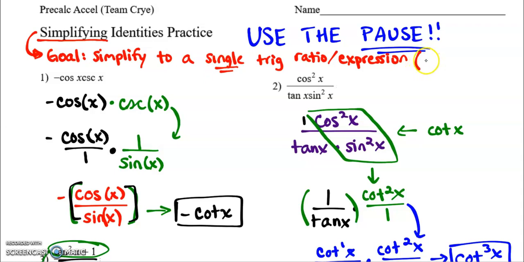The other thing I would say about your goal is you want to simplify to a single ratio or expression, and you want to keep it whole. Okay, what do I mean by that? I mean avoid a fraction if you can. So the reason why cosine of x over sine of x wasn't the final simplified answer is because I could make that fraction whole. I could make it not a fraction anymore.